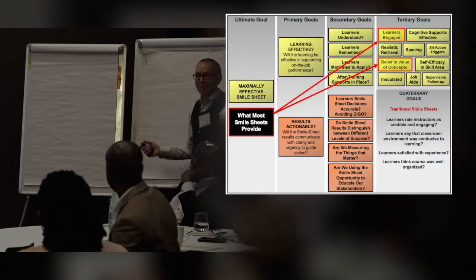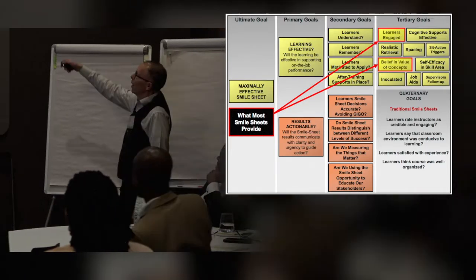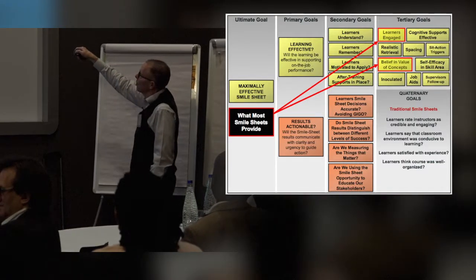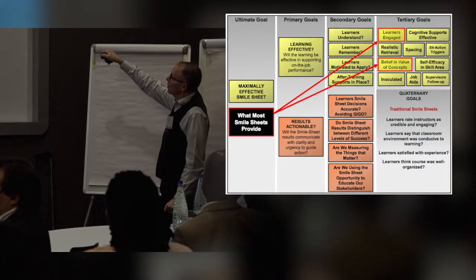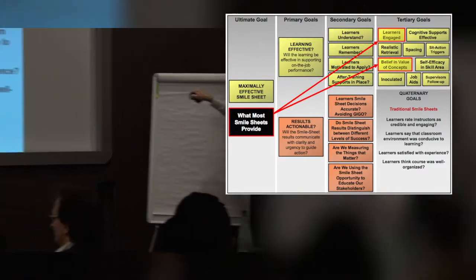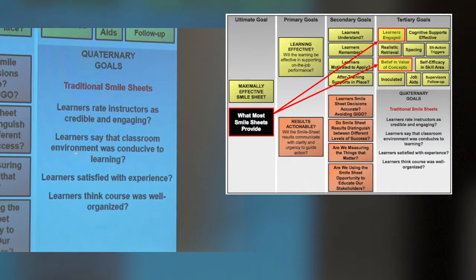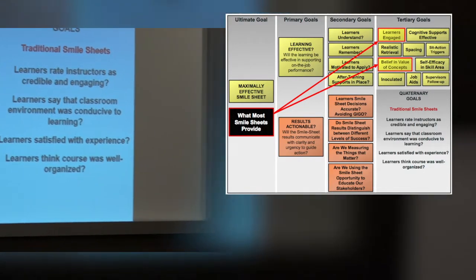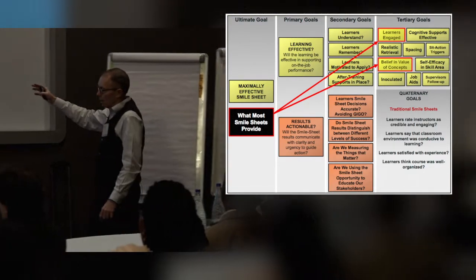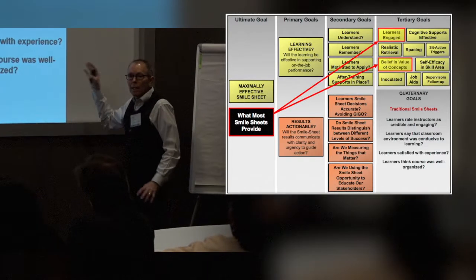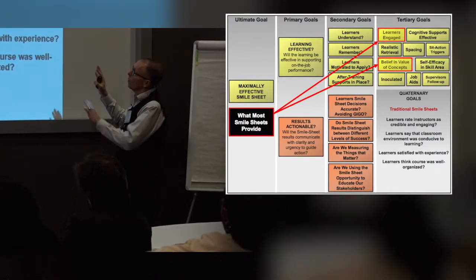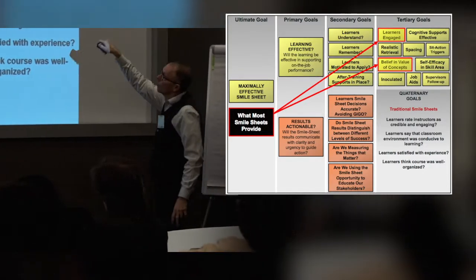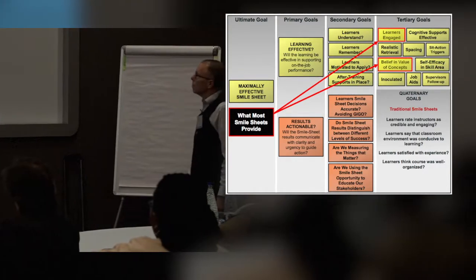Fun with PowerPoint. All right, so this is what our traditional smile sheets, and by the way, quaternary, I had to look that word up, fourth level goals. Traditional smile sheets: learners rate instructors as credible and engaging. Learners say classroom environment was conducive to learning. Learners satisfied with the experience. Learners think the course was well organized. These things are reasonable to ask, but they don't get at that learning effectiveness. They're very far removed from our secondary goals and our primary goals.